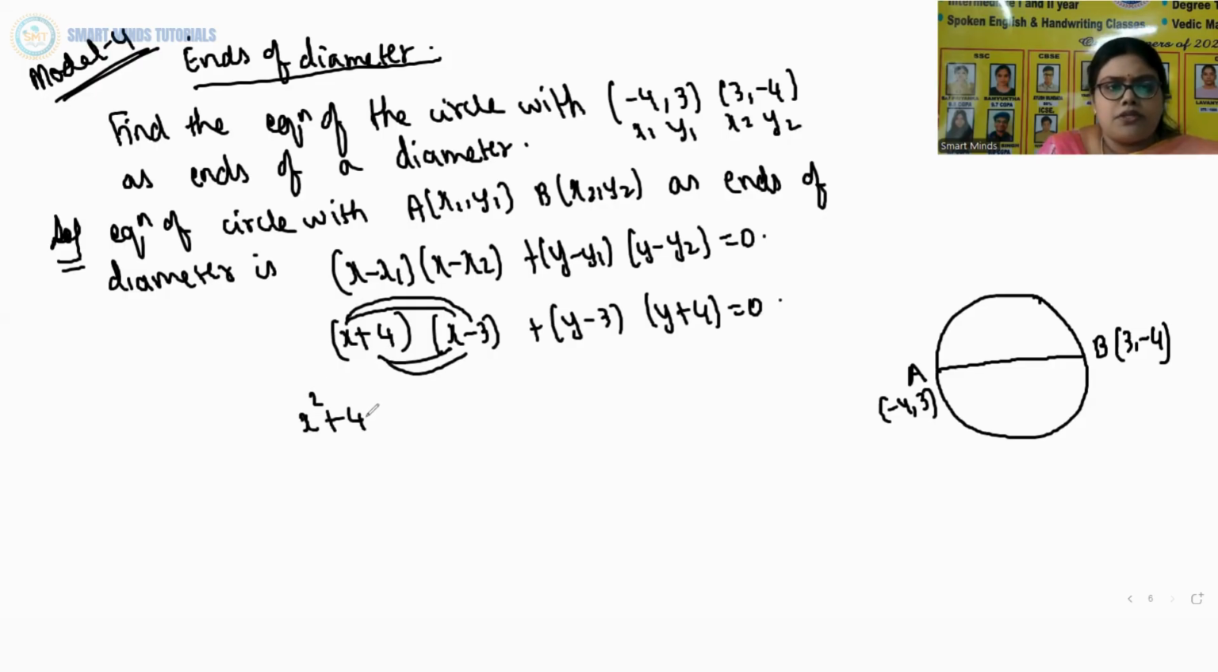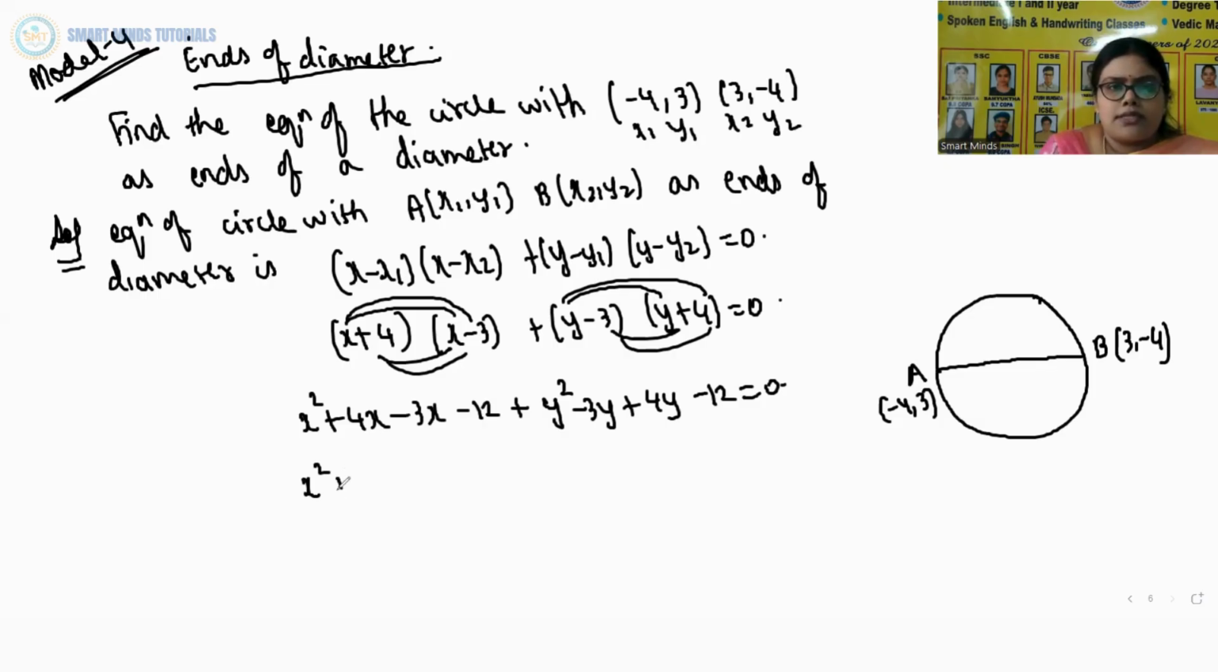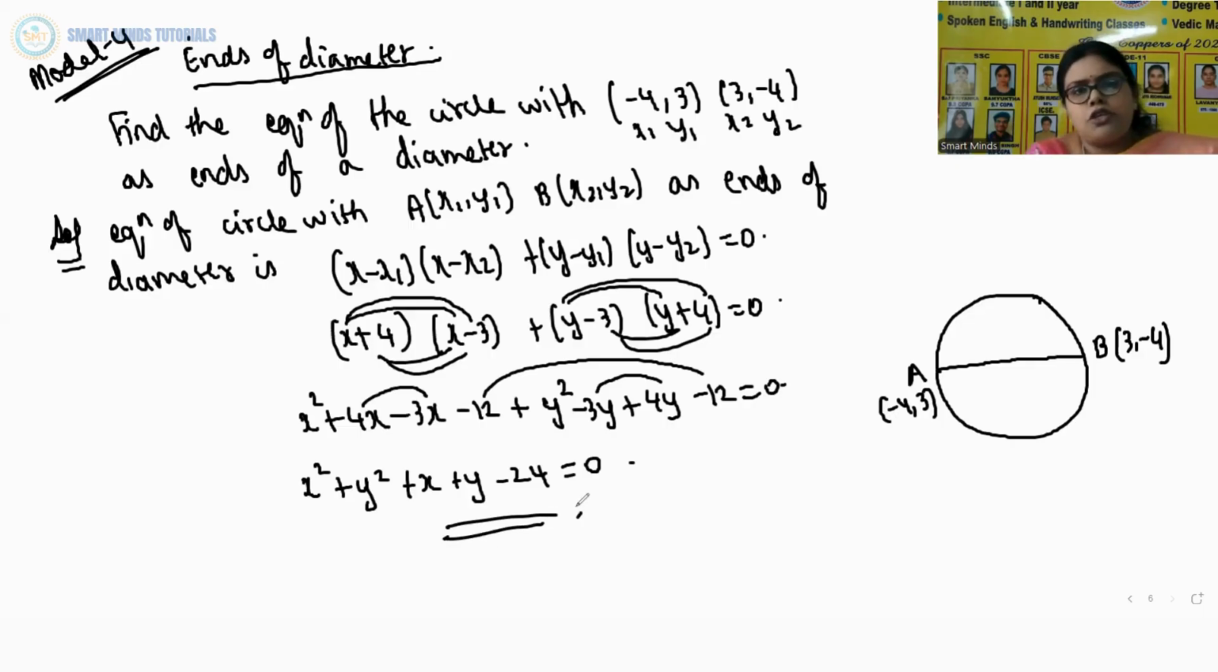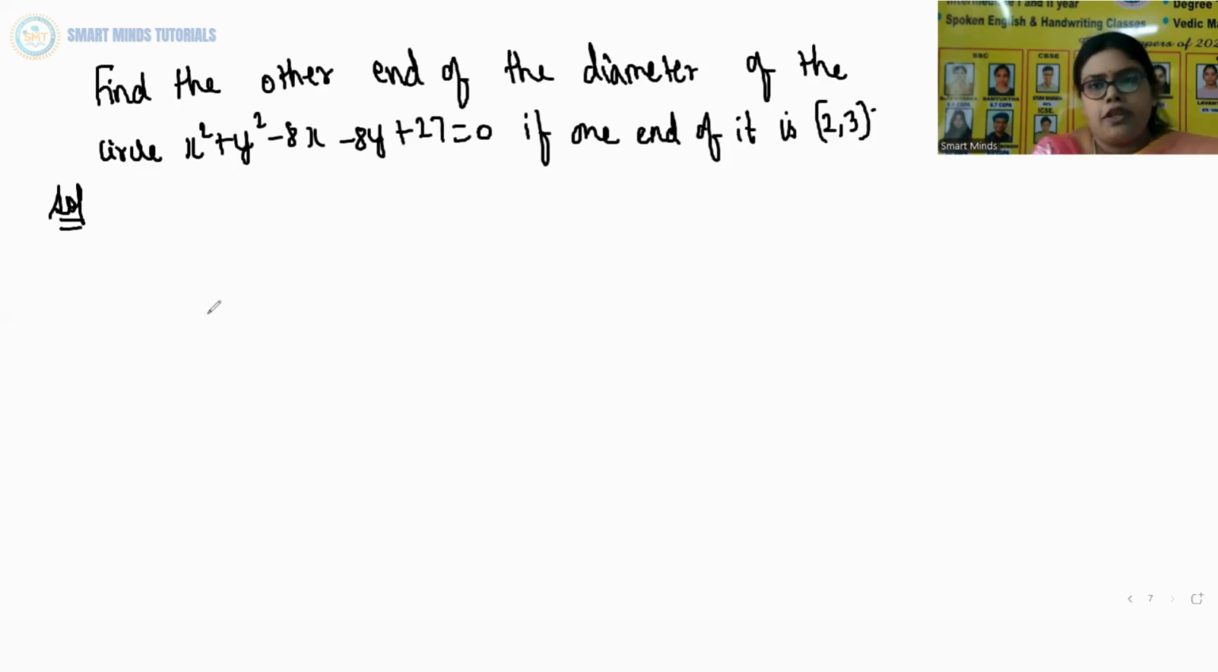Now multiply this into this, this into this, this into this, this into this. So x square plus 4x minus 3x minus 12. The same way we multiply the second two brackets. So y square minus 3y plus 4y minus 12 is equal to 0. So x square plus y square, 4x minus 3x is plus x, 4y minus 3y is plus y, minus 12 minus 12 is minus 24 is equal to 0. This is the equation of the required circle. So take the next question.